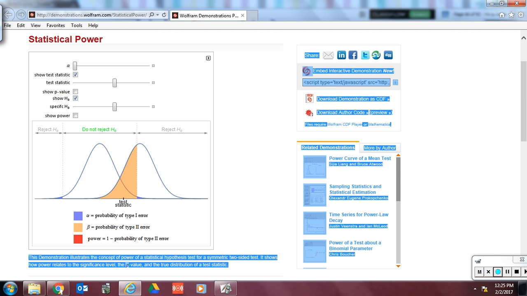So look at what happened. With a smaller alpha, the type 2 error actually increased. And so there will always be that relationship. So here's a small alpha. Alpha gets bigger. Beta gets smaller. All right.